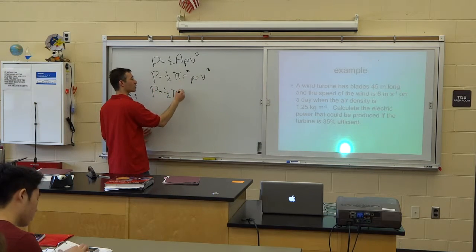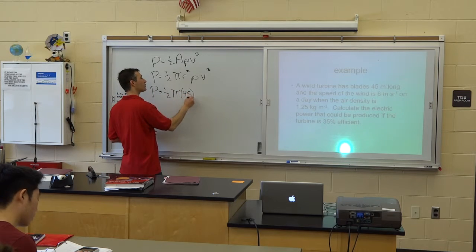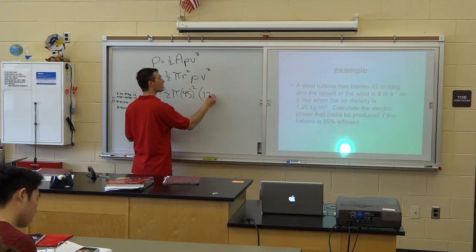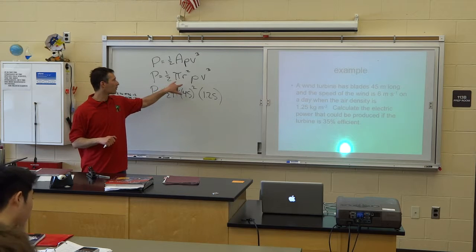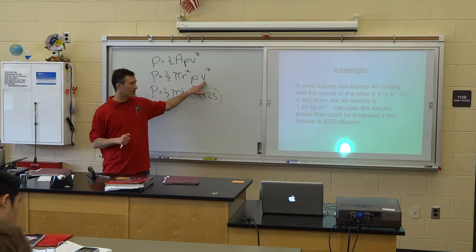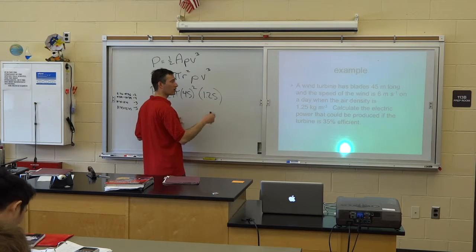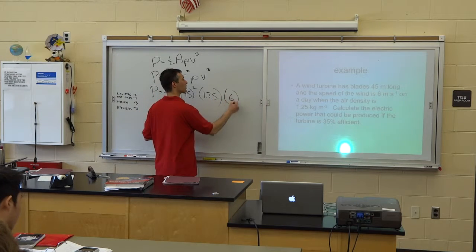The radius of that circle is the blade length, 45 meters. We do have to square that though. Kilograms per meter cubed is what we want to use if our radius is in meters and our velocity is in meters per second. We definitely want kilograms per meter cubed, not kilograms per liter. And then 6 cubed.